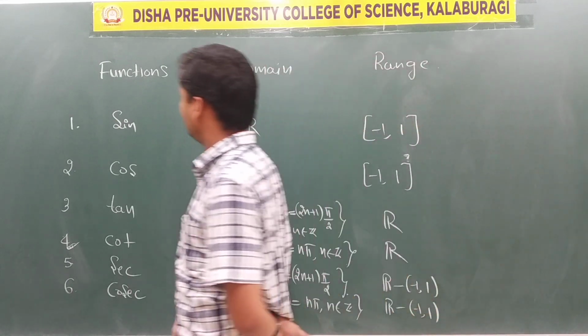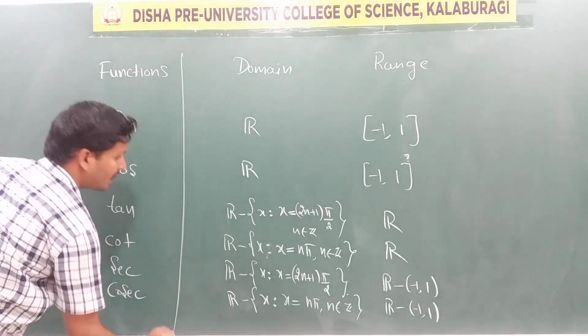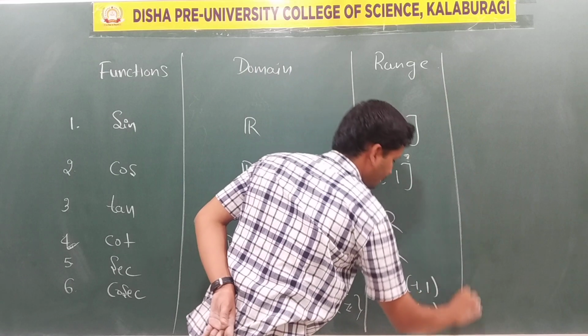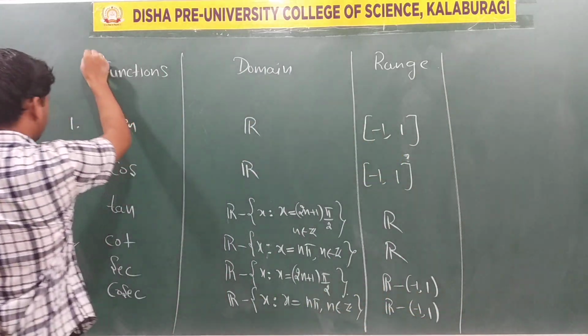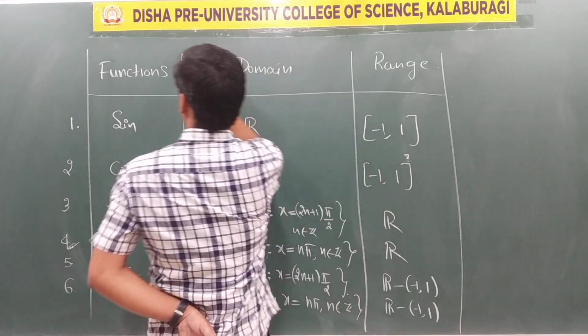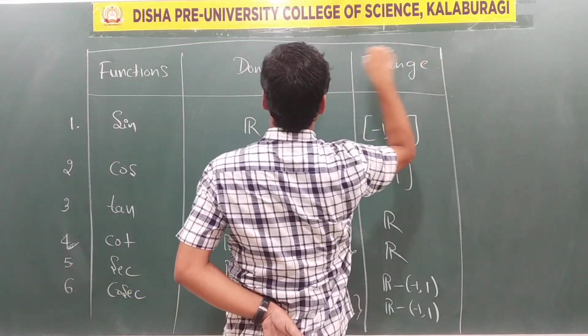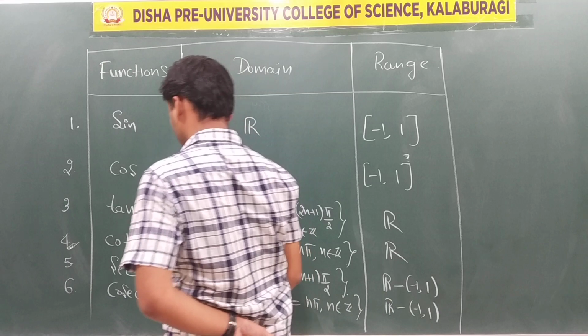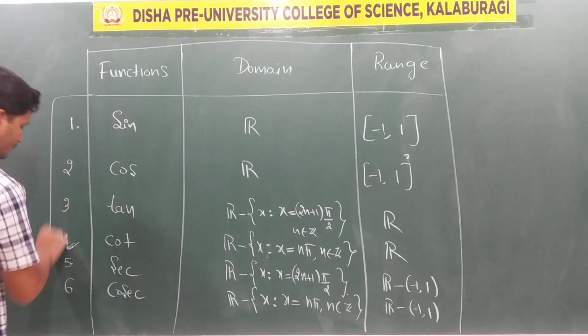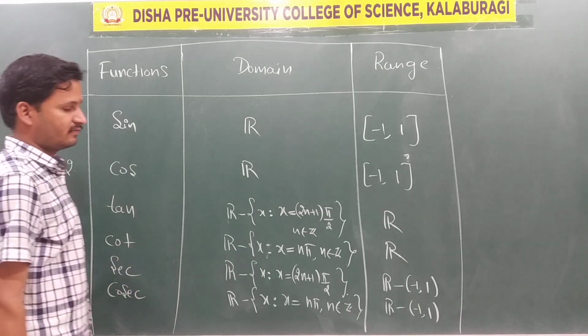This is all about the domain and range of all 6 trigonometric functions. These domains and ranges are very important. So just remember the domain and range of all these trigonometric functions.